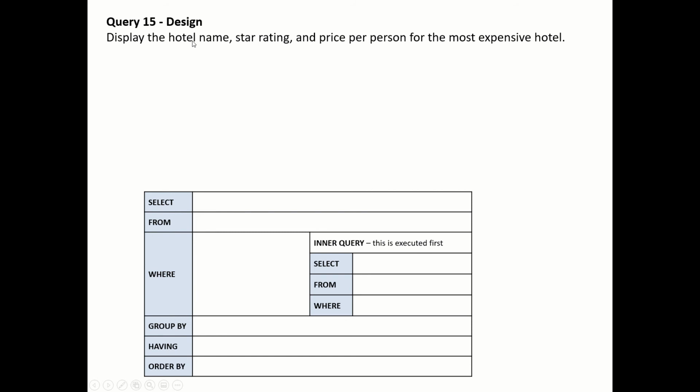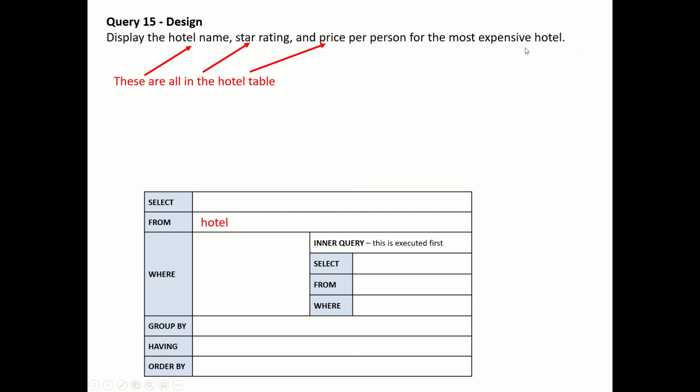So we want to display hotel name, star rating and price per person. If you look at the structure of the tables, they are all just in the hotel table. So initially we know that it's going to be from hotel. Now what else do we know? We want to check if the price per person is equal to the most expensive price per person. It's kind of like doing a find a maximum algorithm. We're checking where the price per person equals most expensive.